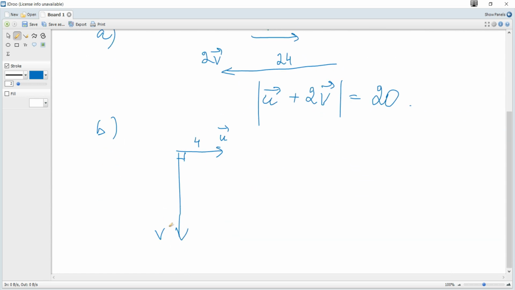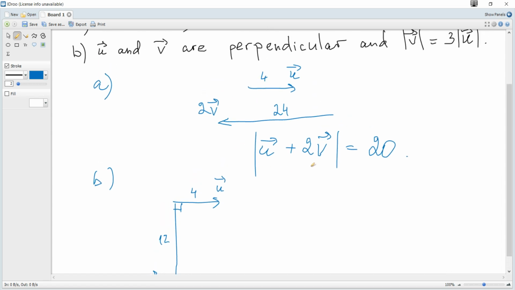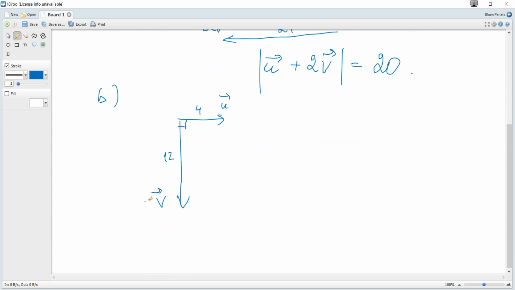So v vector, its length is what? 12. But again, since we need 2v, it will be in the same direction as v, but its length will be what? 24. And we need what? u vector plus 2v vector. It's what? It's a sum of two vectors.